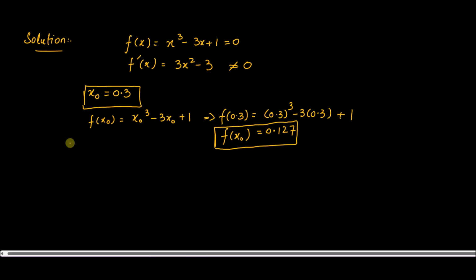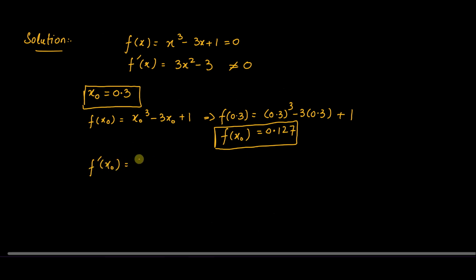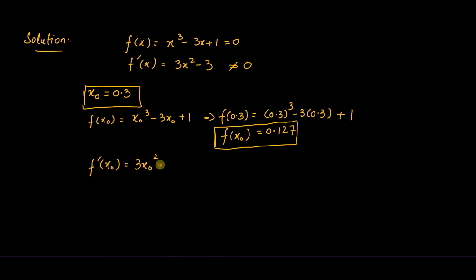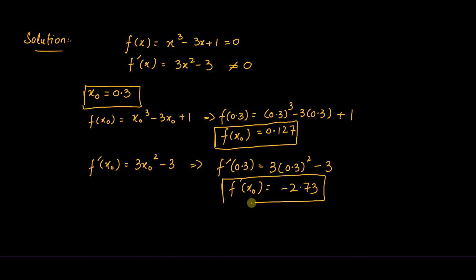Secondly, we need to put this x naught into our derivative, that is 3x naught square minus 3. So we put 0.3 into this function, that is 3 times 0.3 squared minus 3. After solving we will get negative 2.73.